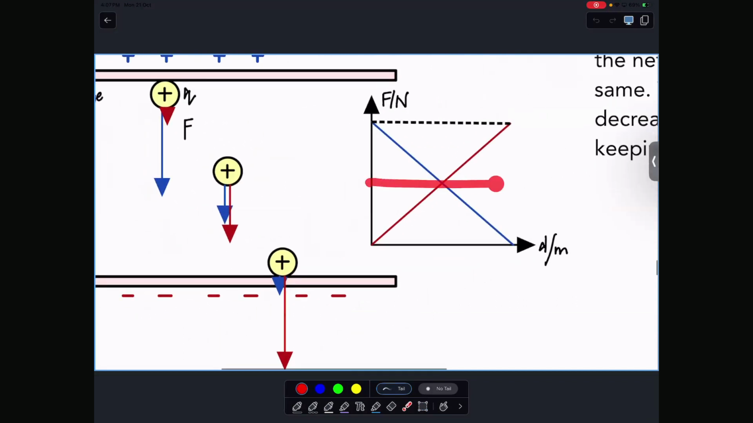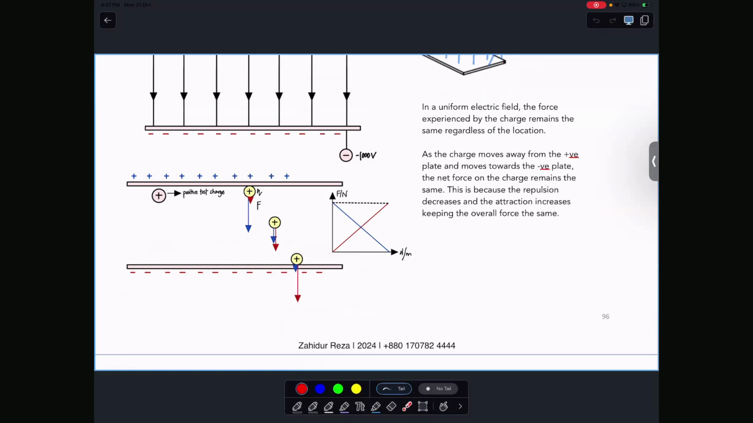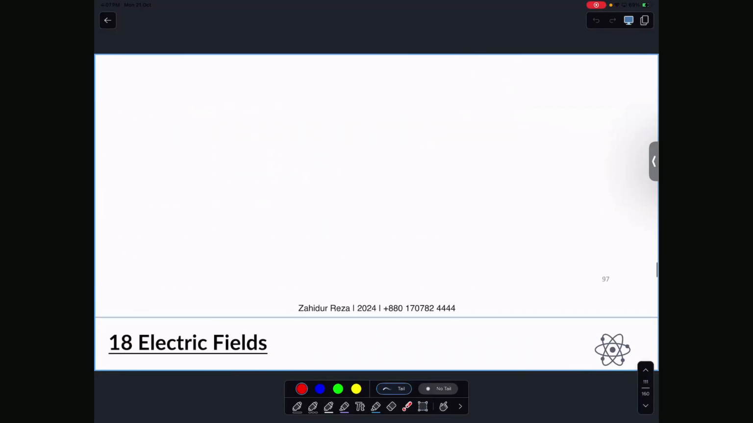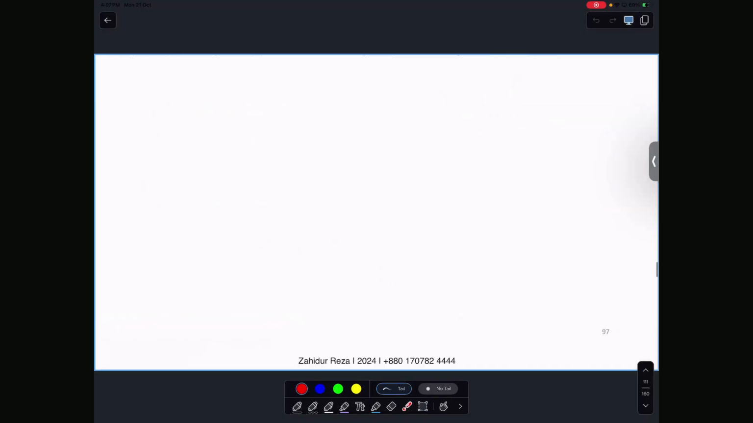It means you have just crossed the midpoint of the plane. That's it. Because it's linear, so it must be the midpoint. Right, so let's move on. We'll try to derive equations. So go to page 97. Page 97.